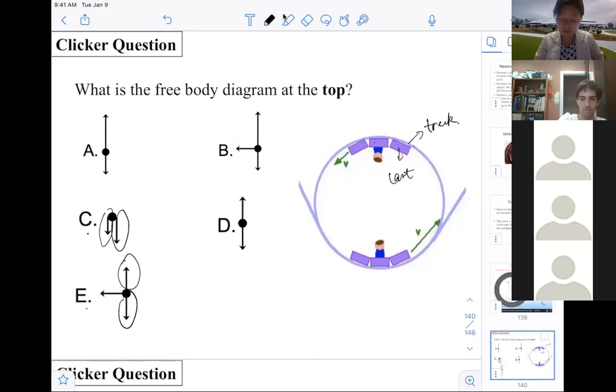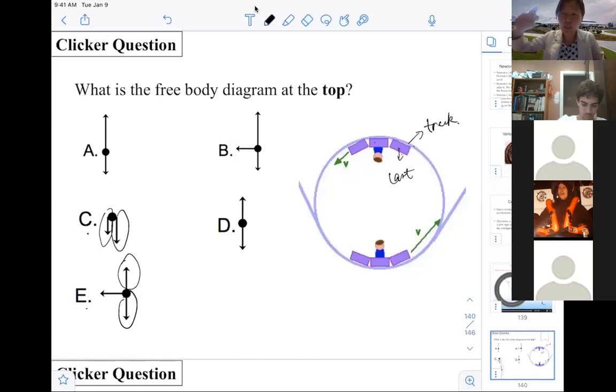Is it keeping it up? Because the cart is being held by the track and it's upside down.